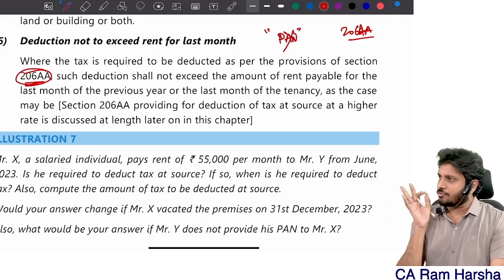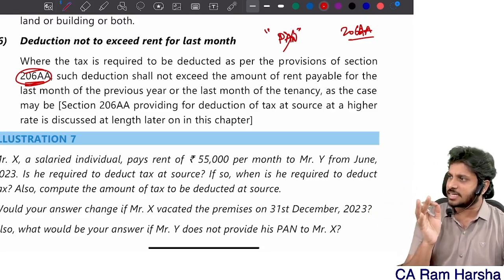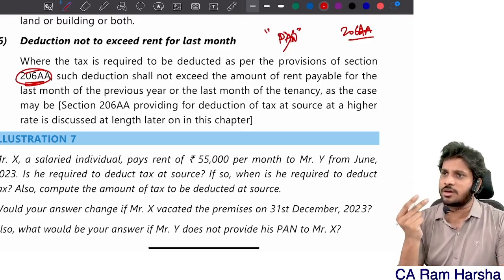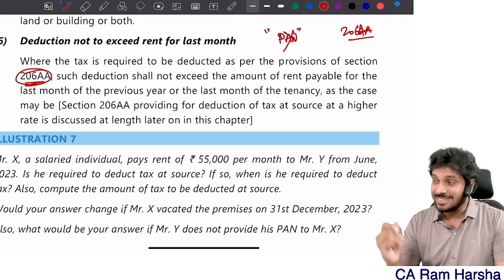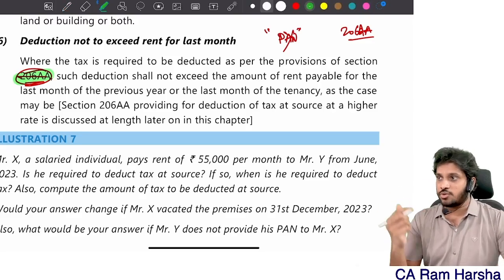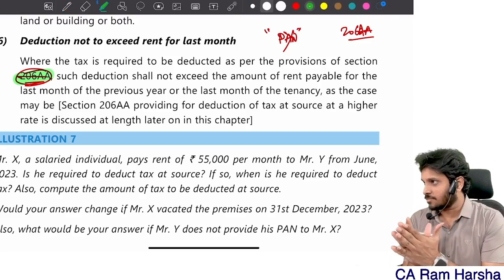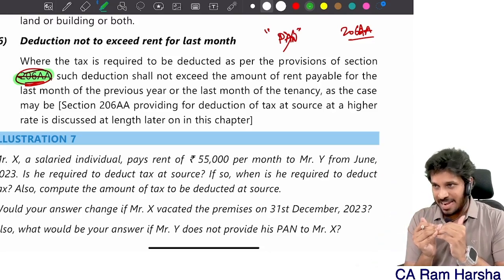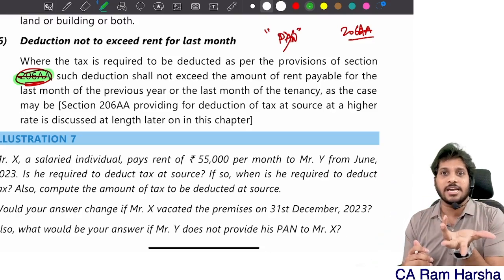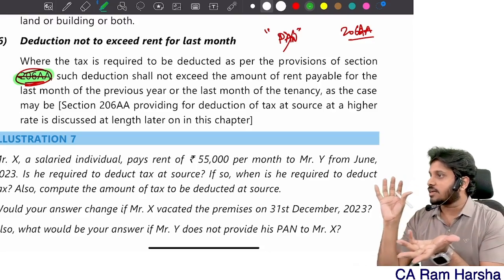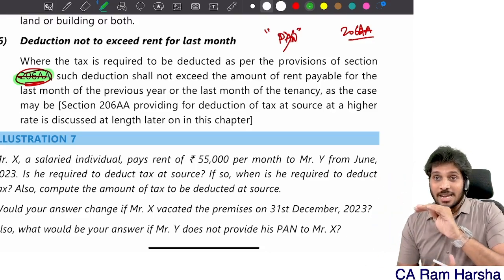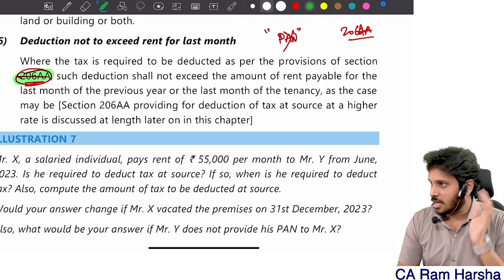From this point of view, the section Finance Act rate and the normal section rate are both the same: 20%, whichever is higher, meaning 20 or 5, whichever is higher, 20. Now in that case, whenever you are deducting under 206AA, a higher deduction because the other party has not given a PAN number, the total amount of TDS shall not exceed the last month's rent that we are paying.